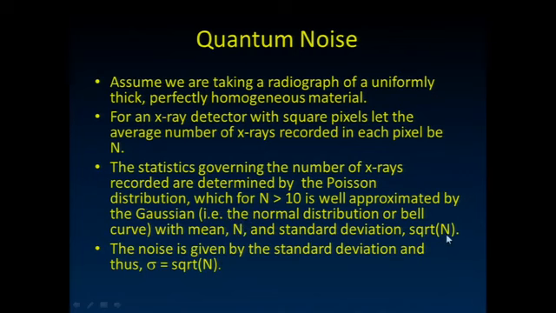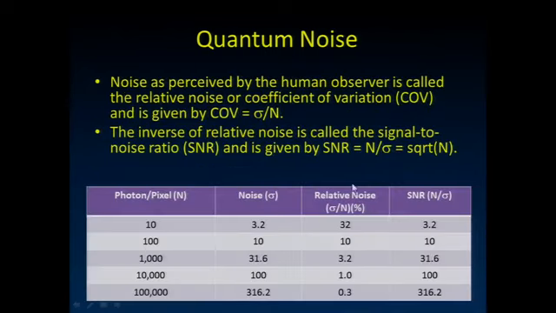So what's interesting about these statistics is that if you tell me the average number of X-rays that entered a particular picture, that would tell me both the mean as well as the standard deviation, because the standard deviation is just given by the square root of n. So noise is perceived by us, when we look at the image, as something called the coefficient of variation, or if you will, the relative noise.